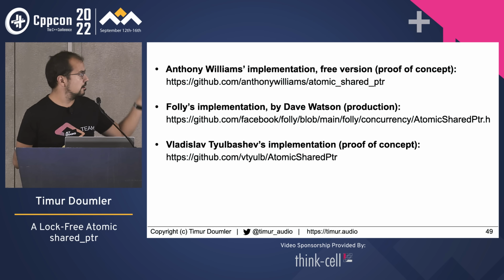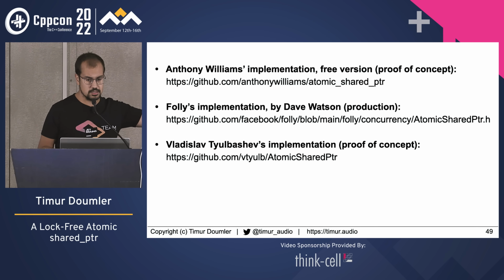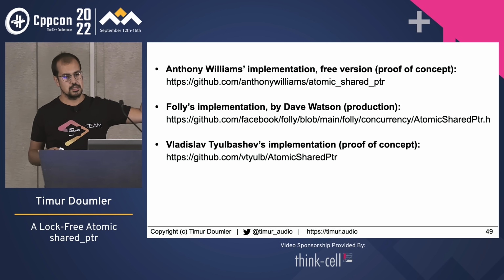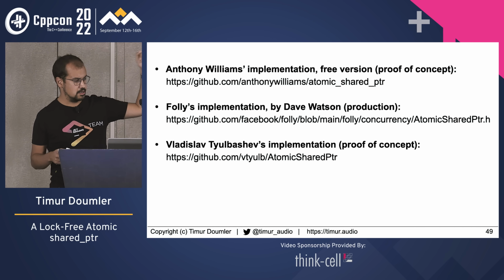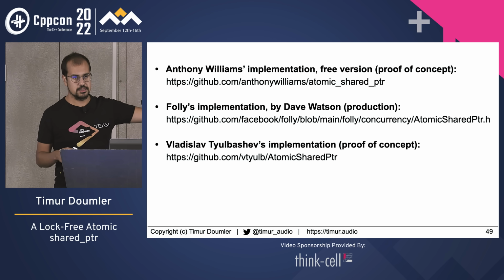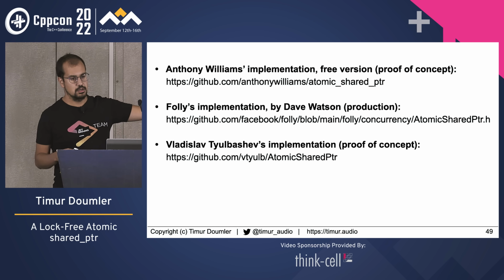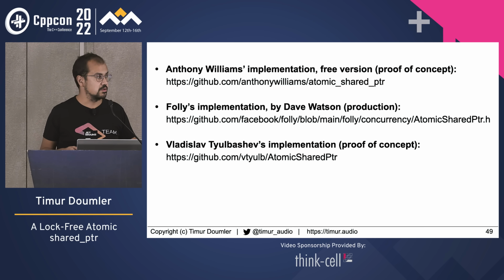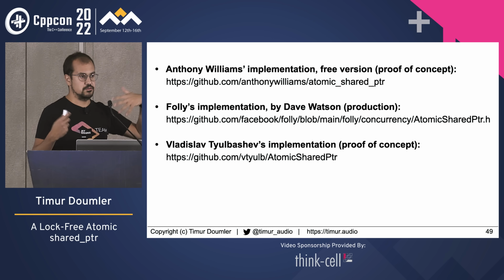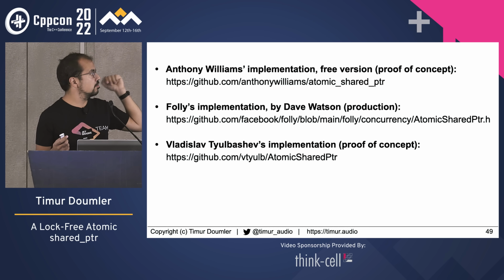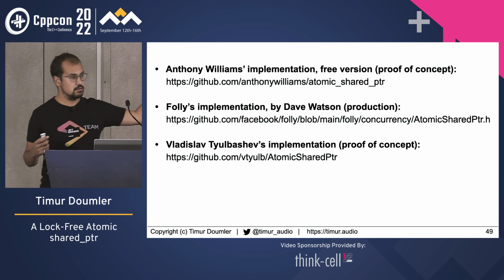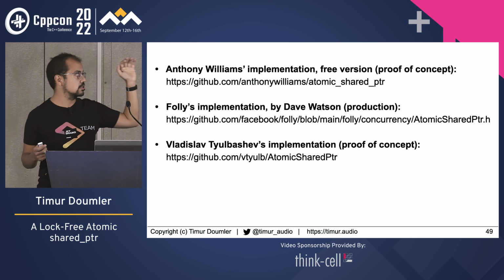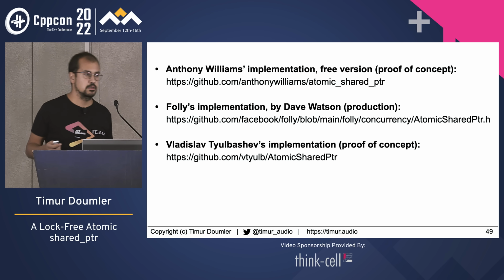And there's also Anthony's. This is not the commercial implementation that he has in his closed source library. This is a kind of proof of concept version that he at some point published on his GitHub. So it's not production ready. It just proves the algorithm. Then there is Folly, which is the Facebook C++ library. They have an implementation, which is the only one that I know of that is actually used in production.